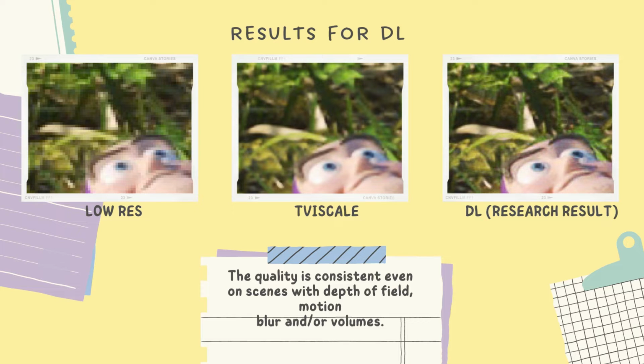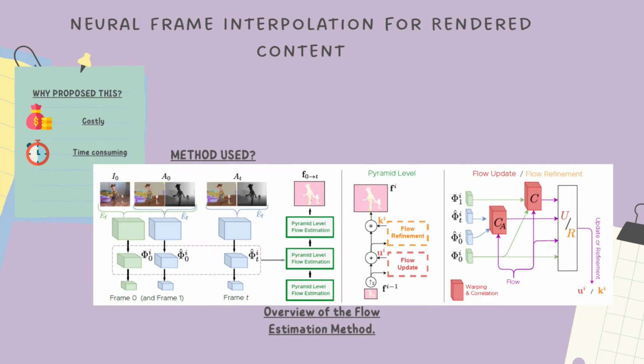There are 3 different results from 3 different techniques that can be seen here, which are the low resolution, TVI, scale technique and the deep learn. It can be seen here that the image of Buzz Lightyear from Toy Story improves using deep learning, as the detail and sharpness of upscaled image is visible compared to the rest. The quality is consistent even on scenes with depth of field, motion blur, and volumes, as these phenomena were presented in the training set. Moving on to the second one is the neural frame interpolation for rendered content by Disney.